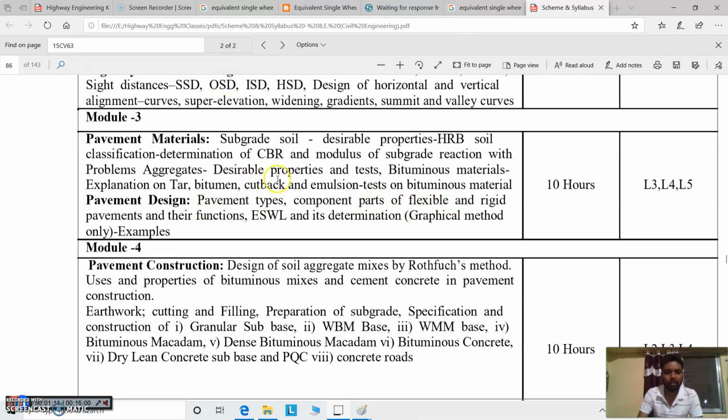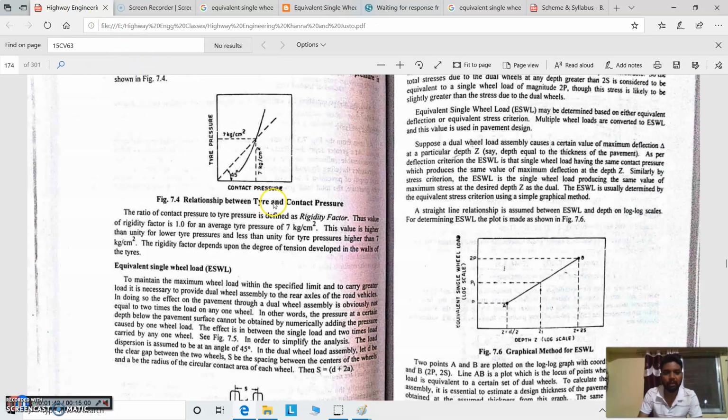There are different types of pavements, that is, flexible pavements and rigid pavements. On flexible and rigid pavements, I will share the notes on this content, that is, the component parts of flexible and rigid pavements and the particular functions of each layer, right? And in this video lecture I am going to discuss the equivalent single wheel load and its determination. So let us move on to the content.